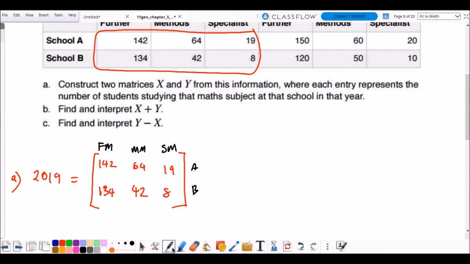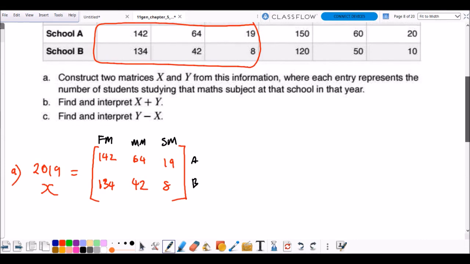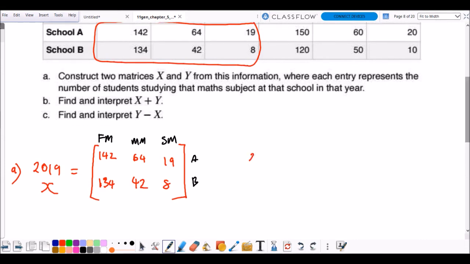Let's call it X because it does say in the question, construct matrix X, matrix Y. You always make the first one X. Depends on the question, it'll change. Okay, that's X. Okay, so for the other one, 2020, we'll call this one Y.